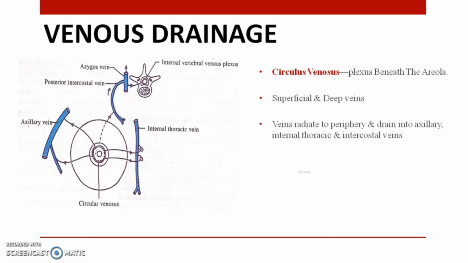The superficial part, that is the superficial area of the mammary gland, is drained into this plexus, and the veins from this plexus are going to radiate to the peripheral part. Later it will drain into the axillary vein laterally, and medially into the internal thoracic vein and into intercostal veins. So you have to remember we have three vein drainages. One is the medial part, going to the internal thoracic vein; the lateral part going to the axillary vein; and the medial uppermost part, which is drained by intercostal veins.